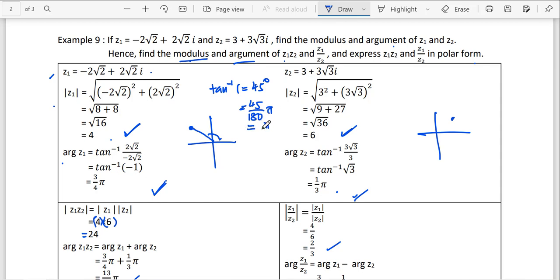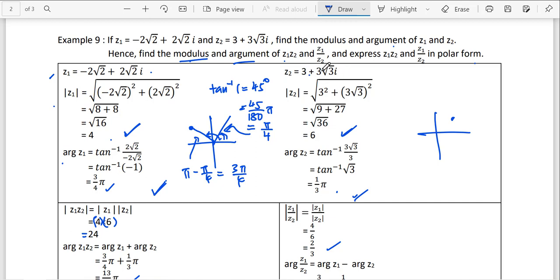pi over 4. If it is the second quadrant, here is pi over 4, so pi minus pi over 4, so you get 3 pi over 4. That's why here you put 3 pi over 4. Understand? Why 3 pi over 4? Because of the second quadrant, you use pi minus this reference angle, the basic angle. Okay, next.